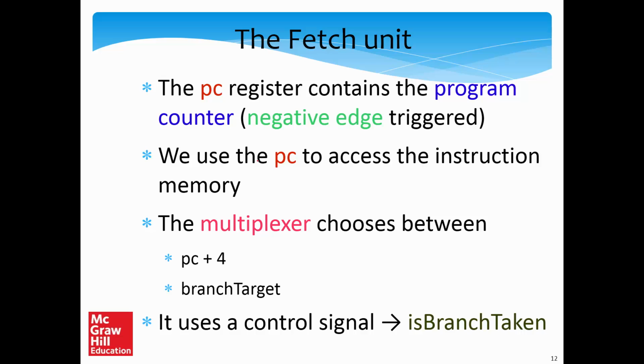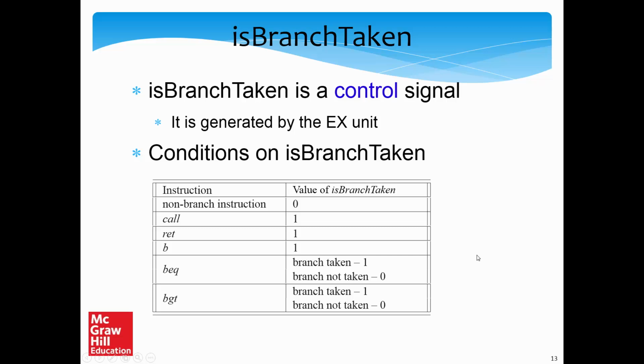The fetch unit, I just want to repeat, contains a register called the PC register, which is negative edge triggered, and the multiplexer chooses between PC plus 4 and the branch target, which is called the branch PC, and it uses a control signal called isBranchTaken. Let's now consider the isBranchTaken signal. It is a control signal which is generated by the EX unit. Its job is to control the multiplexer in the IF stage. So basically this is how isBranchTaken is set.